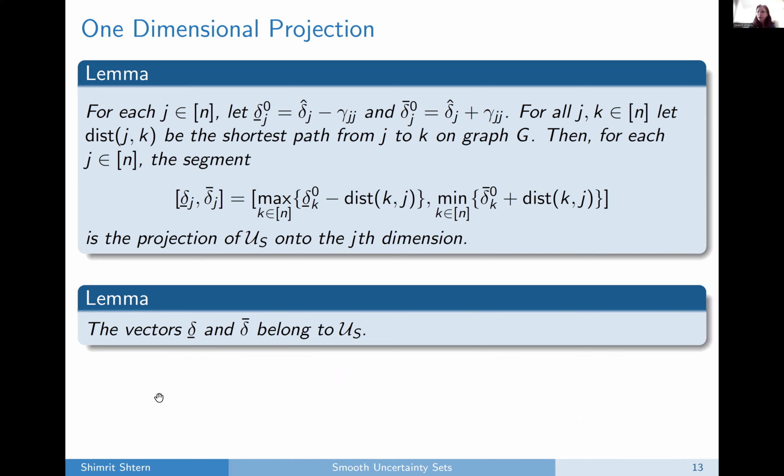And more than that, not only can we compute this projection, if we take all the lower bounds and put them into a vector, this vector actually belongs to the smooth uncertainty set. And also, if we take all the upper bounds and put them into a vector, this is also an element of the uncertainty set. So because this upper bound is an element of the uncertainty set, and obviously all the coefficients are non-negative, we want all of them to be as large as possible, then choosing delta equal delta bar will give us this result. So it's the same thing as we get for a box, but here we don't have a box.